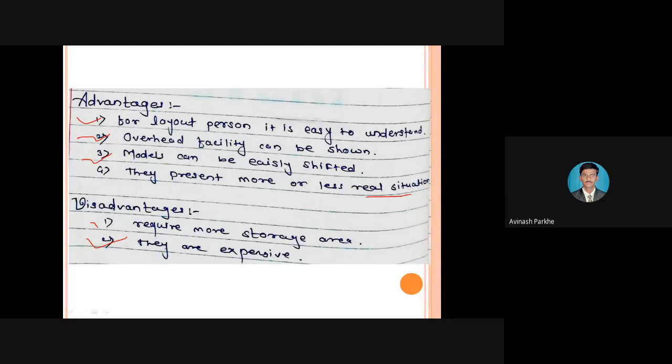So for explanation purposes only, we are preparing that particular model. We are not using these models in actual application. In order to explain the concept only, we are preparing that particular model. Therefore, such types of model technique become very expensive.